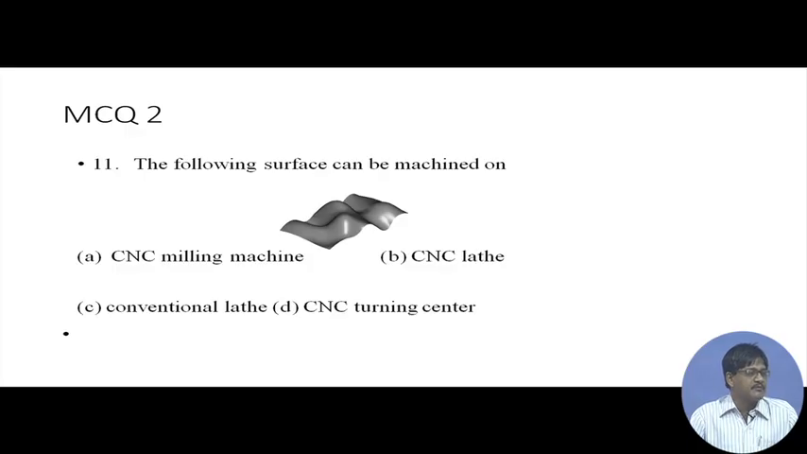So, it can be machined on a CNC milling machine, a CNC lathe, a conventional lathe, or a CNC turning center. Among these machines, the last 3, that means B, CNC lathe, conventional lathe, and CNC turning center, are all generally producing surfaces of revolution, and therefore, they cannot produce such an irregularly shaped surface. So, the correct option is CNC milling machine.